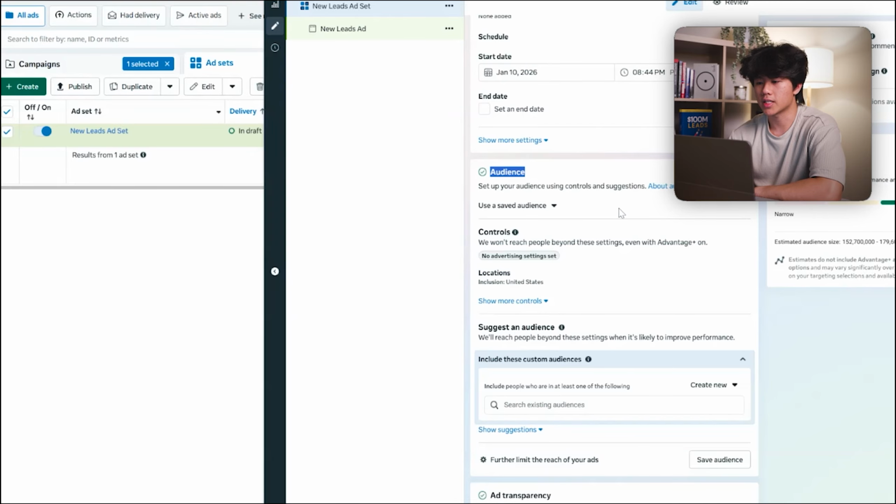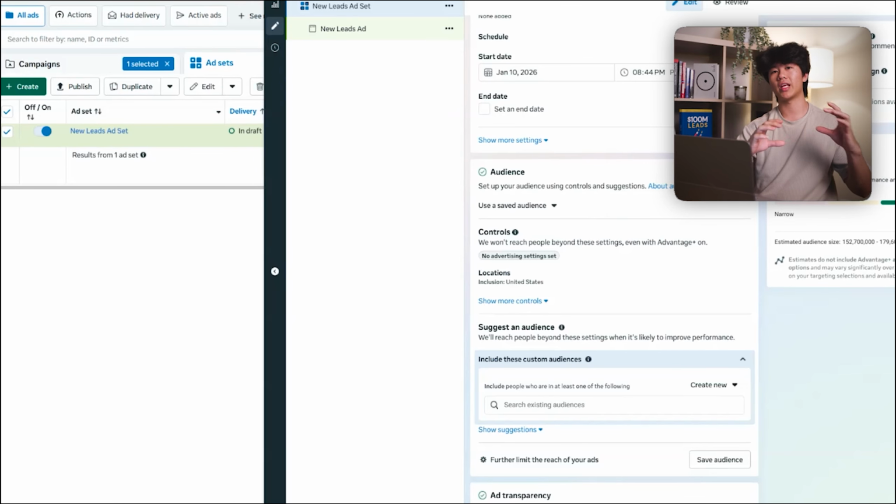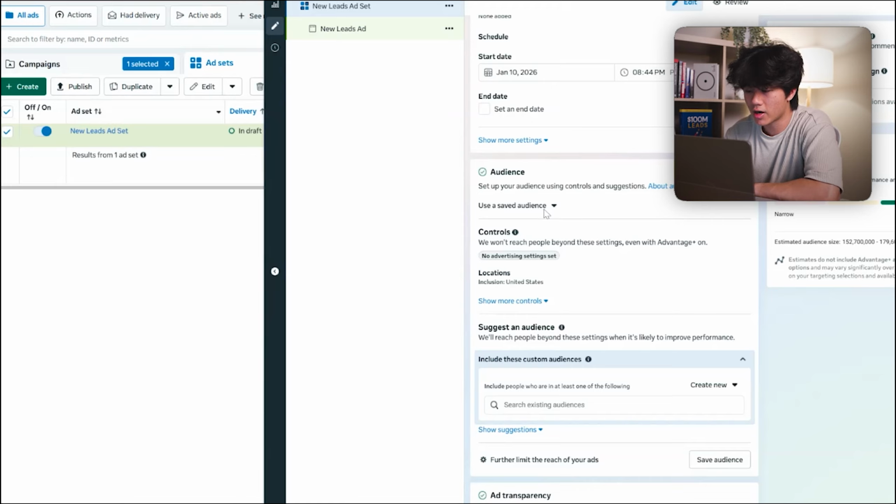So now for the audience settings, you don't really have to worry about using a saved audience unless you are doing a retargeting campaign, where you already have a saved audience from a previous campaign that you were running, and you want to target all of those people who maybe clicked on your ad before and just run it towards them, right? That's what a saved audience is for. For the controls, we don't have to worry about this.